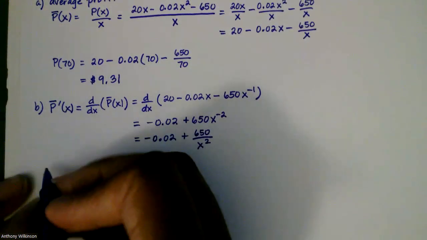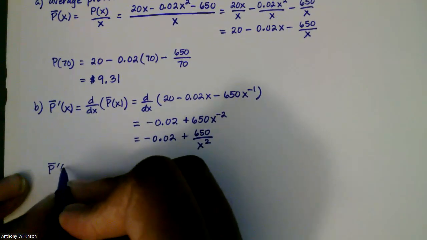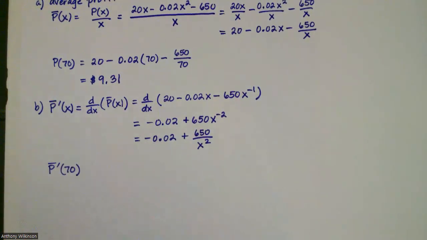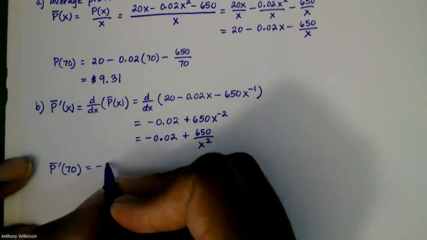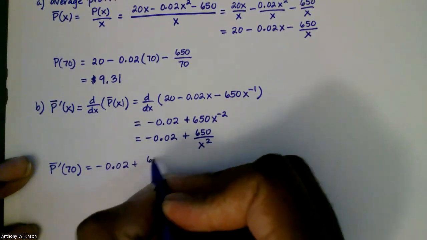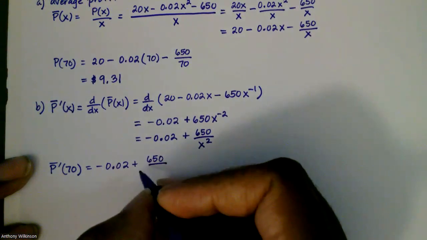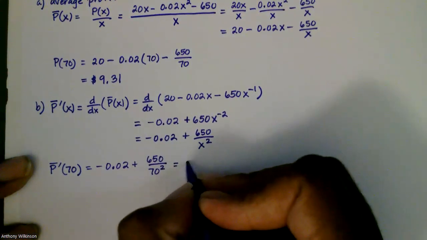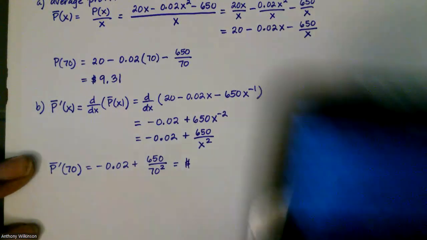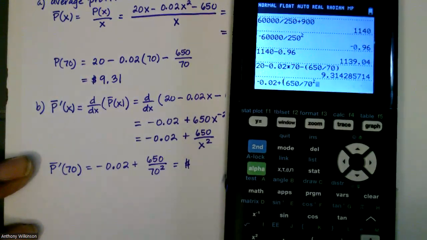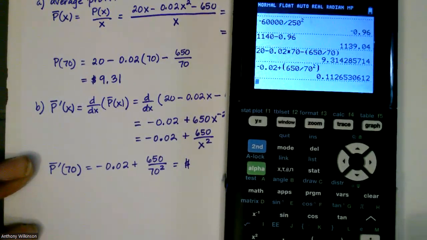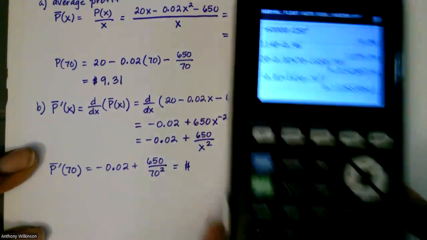And then find out what P bar prime of 70 is. That's the marginal average profit at a production level of 70 mowers. So we just substitute the x here with 70. It'd be negative 0.02 plus 650 over 70, squared. So negative 0.02 plus, in parentheses, 650 divided by 70, and I'm going to square that. To two decimal places, it'll be approximately 11 cents.